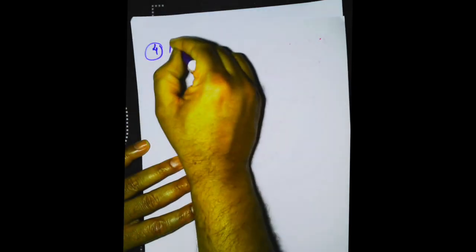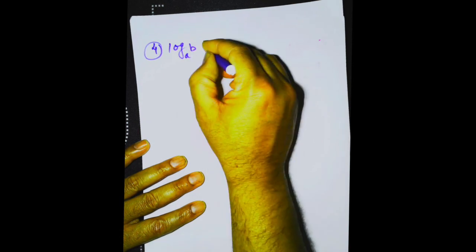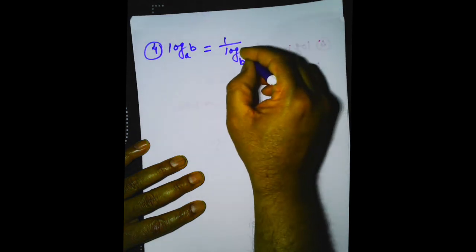We now have a few more laws to go. You can see logarithm property 4, or you can say rule 4. I'm not writing what that rule is yet. You can say that it is the reciprocal rule: how to make the reciprocal of a logarithm function. You might be interested in another kind of law of logarithm. Say it is base a of b, and that is going to be equal to 1 by log of base b of the number a.